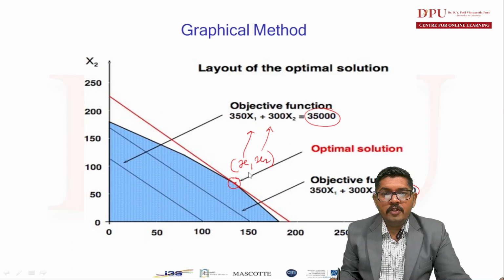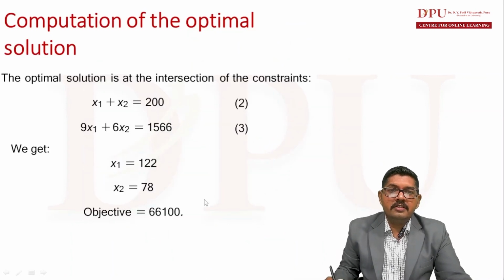So these values of x1 and x2, that is the quantity of 5 mm cable and the quantity of 10 mm cable to be produced, will maximize the revenue. So this is the solution. x1 is the quantity of 5 mm cable to be produced, x2 is the quantity of 10 mm cable to be produced. When we find out these two quantities, we put these values in this particular equation, 350 x1 plus 300 x2, and what we get is 66,100 as the final solution.